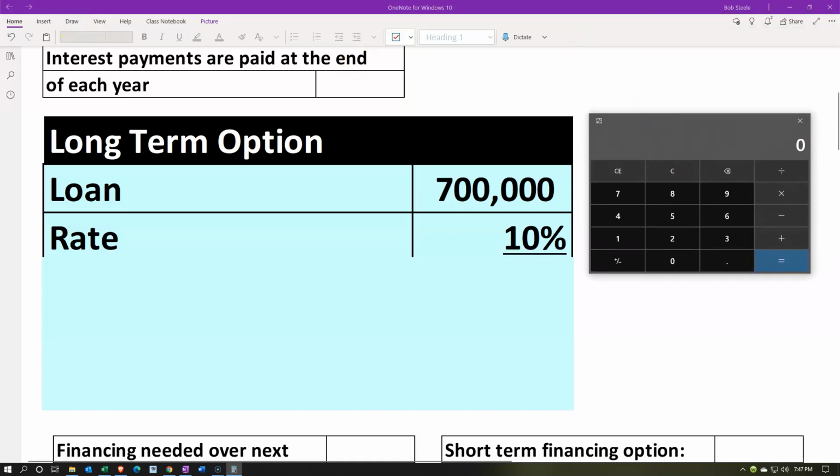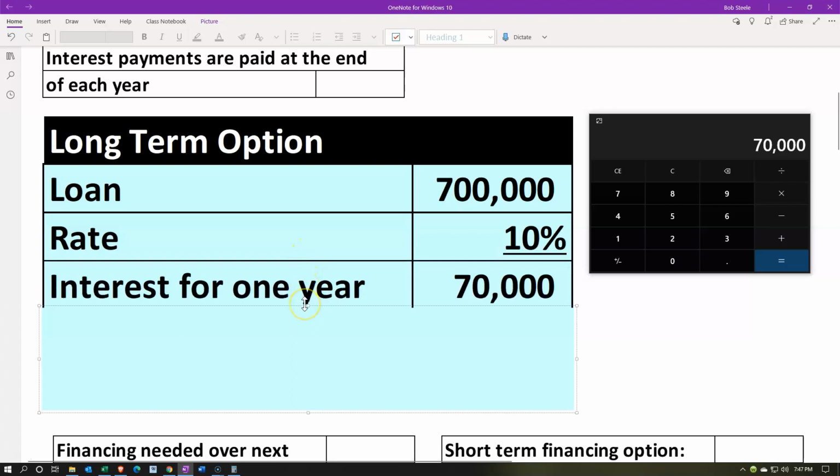So in other words, we're going to be taking the $700,000, of course, times the 0.1 or 10%. That's going to be $70,000 for a year. So for the first year, we're going to be paying the $70,000 at the end of the year. That's like paying the rent on the purchasing power, in a similar fashion as we would be paying the rent on, say, an office building, just basically yearly.